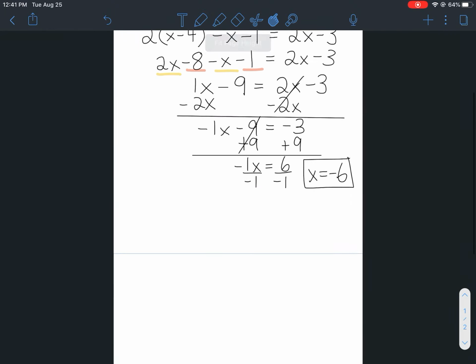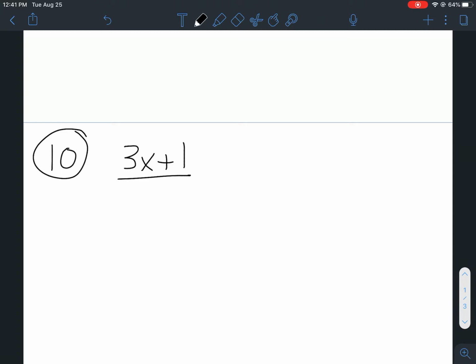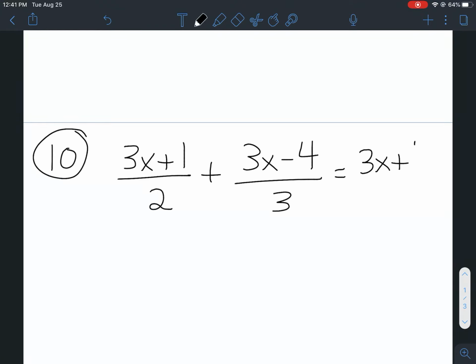Our next problem here, number 10, is very similar. It's 3x plus 1 over 2 plus 3x minus 4 over 3 equals 3x plus 1 over 4. So here there is no subtraction sign between the parentheses, so I don't have anything to distribute.